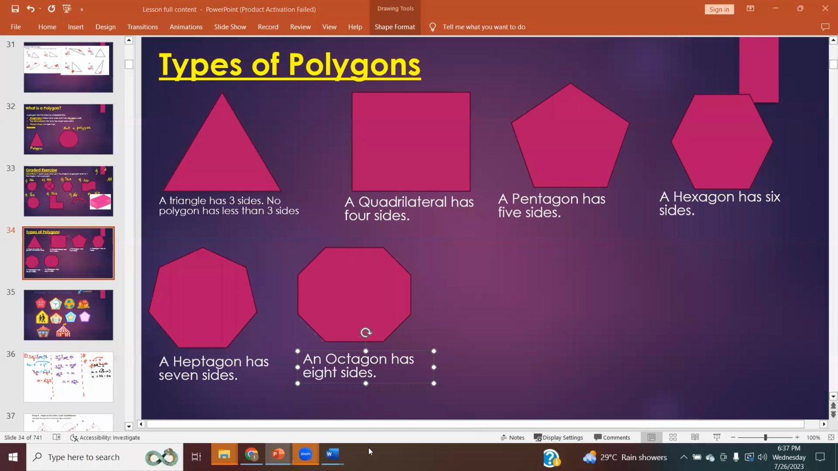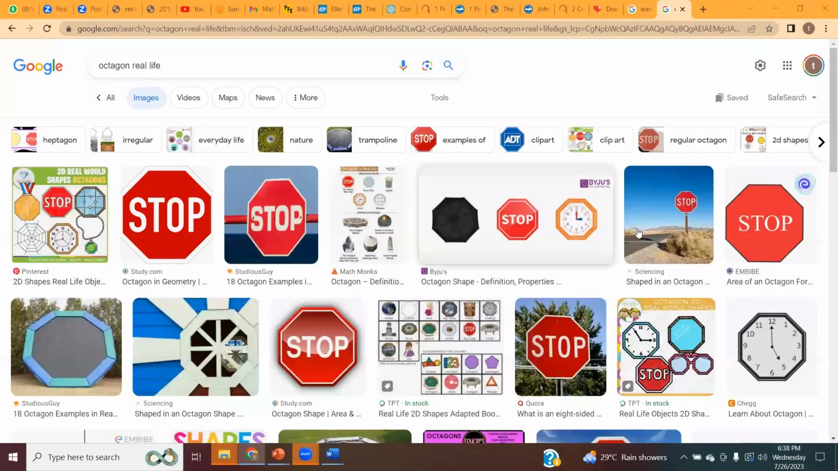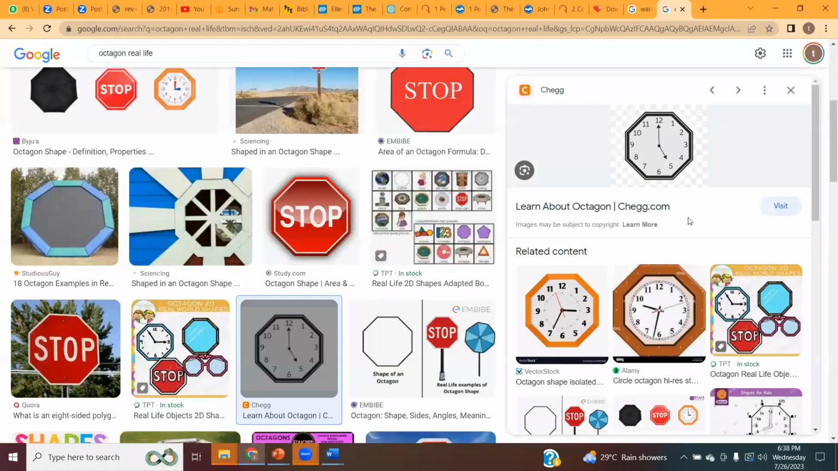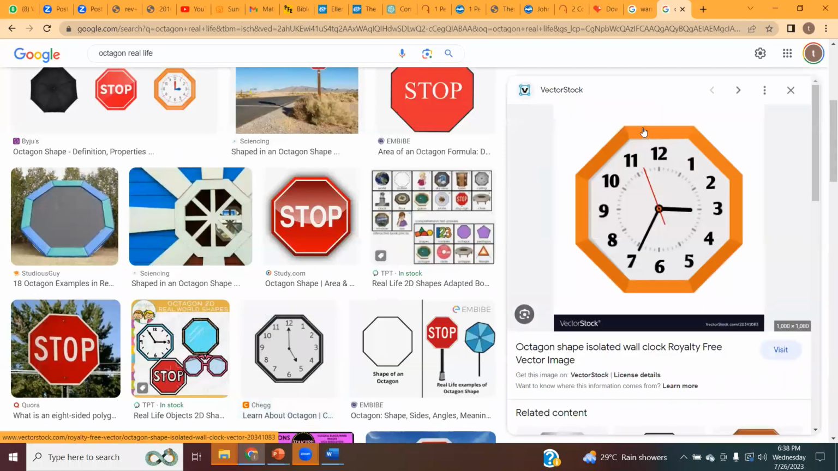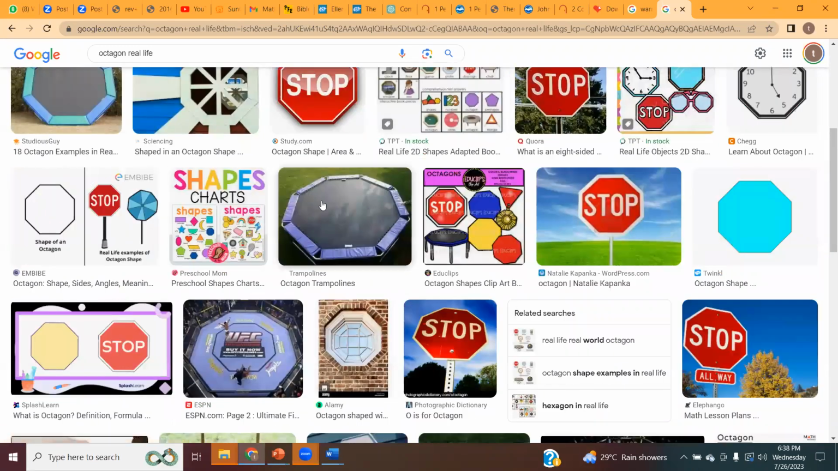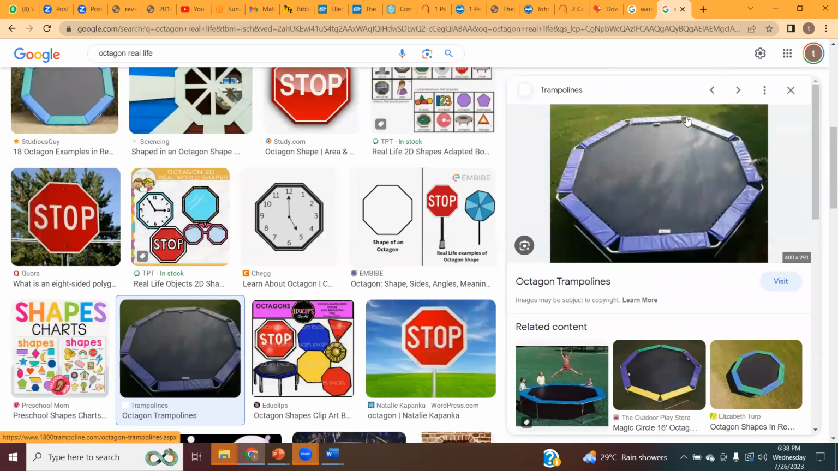Whoever said a clock was actually right. Interestingly, a clock could have 8 sides. Kind of weird, but this is the shape of an octagon clock. A trampoline, yeah. 8 sides. Let's count. 1, 2, 3, 4, 5, 6, 7, 8. Yeah, that's 8 for sure.